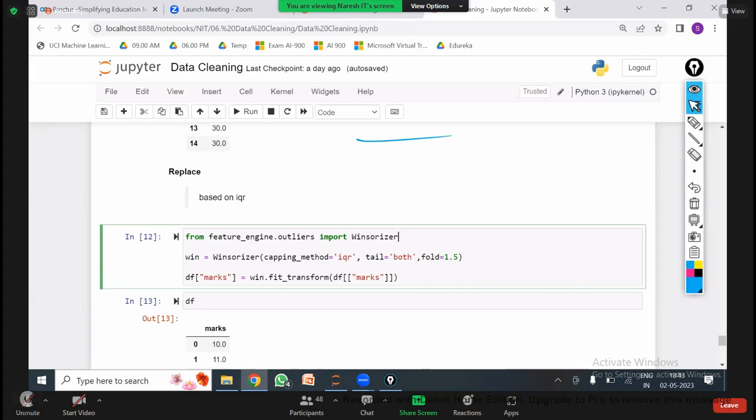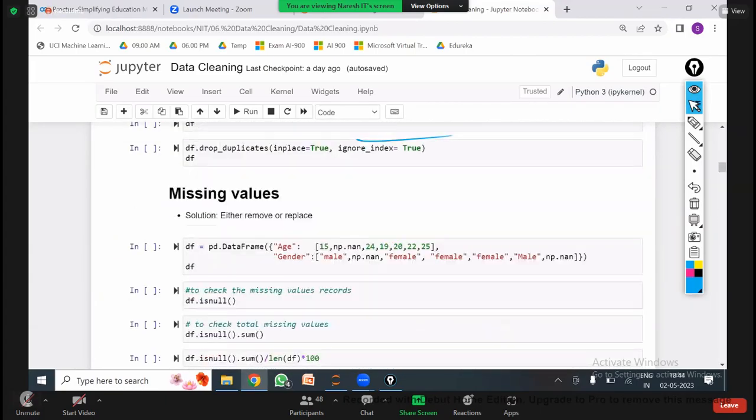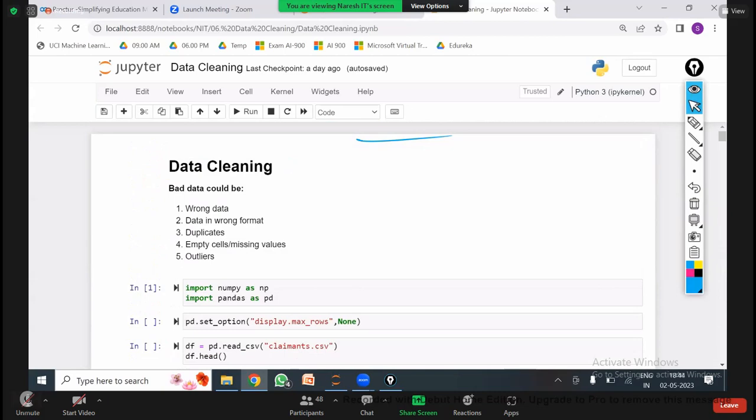Once we start the projects, there will be different data sets. For different data sets, there will be outliers and missing values. Everything will be there, and we are going to treat them accordingly. Is that clear? So this all comes under data cleaning. Data cleaning means treating the wrong data type, duplicates, missing values, and outliers. All these five come under data cleaning.